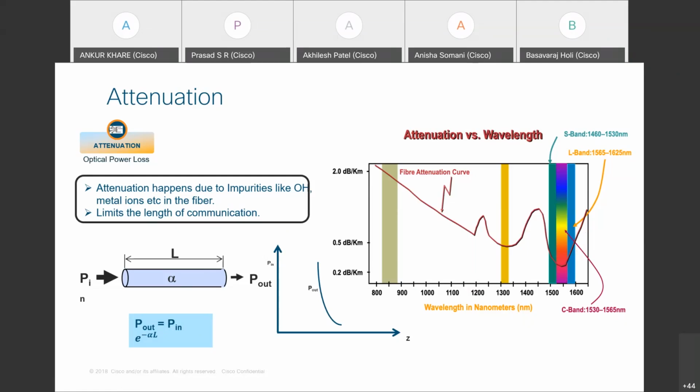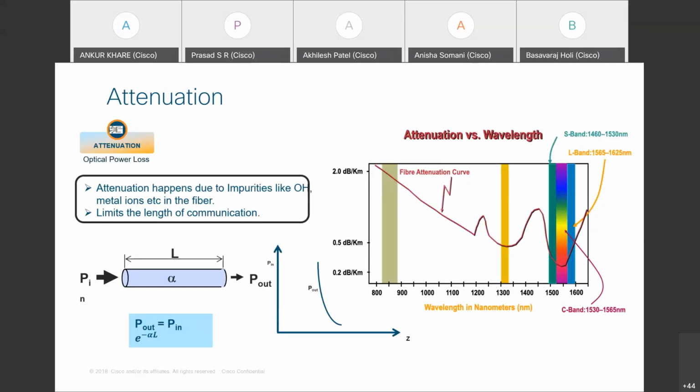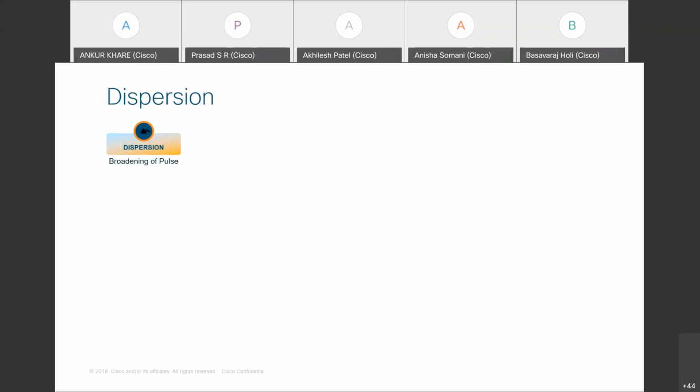That is called C band and L band in the spectrum. Okay, I'll talk about spectrum in the next slide. So there is one thing which is attenuation, it is optical power loss. There's another one, dispersion, which is broadening of pulse.